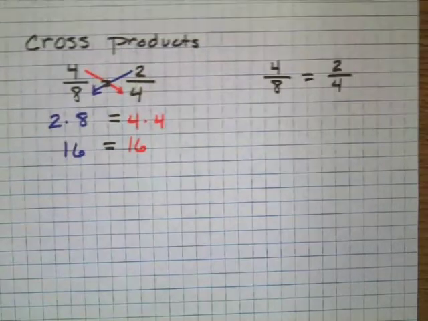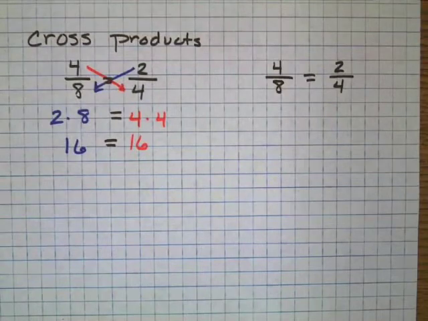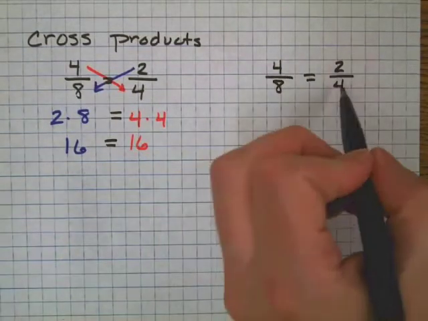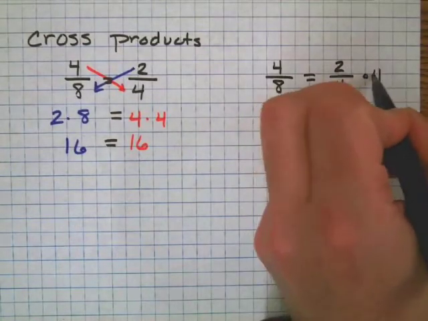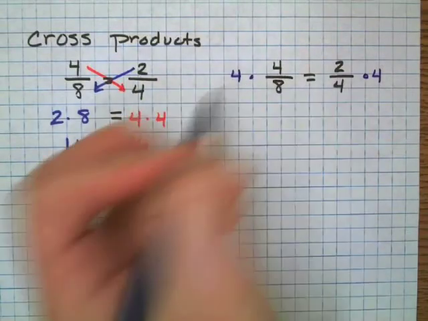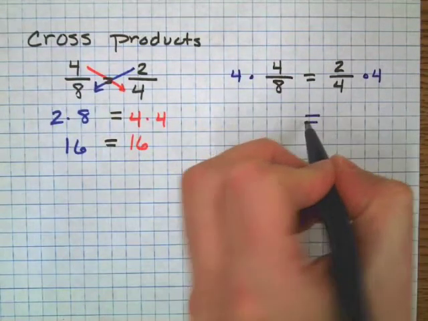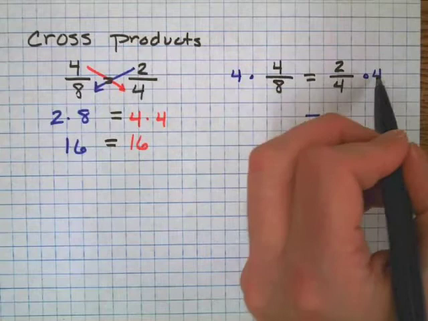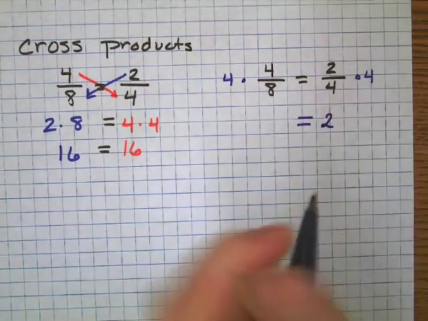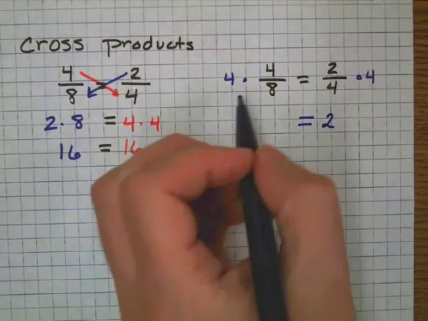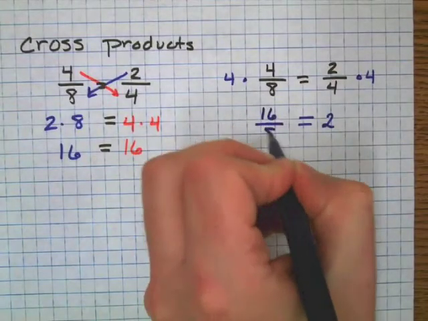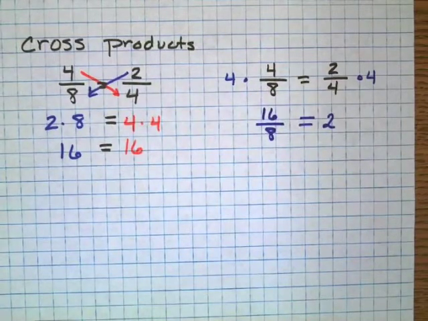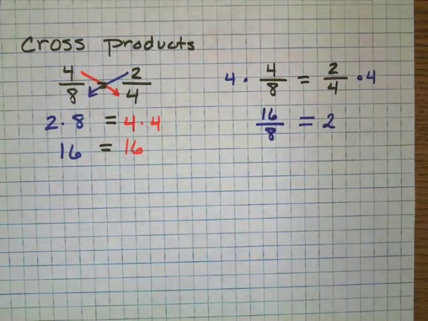Well, now, one of the ways that I could attack this problem is I could say, well, I'm dividing over here. I have 2 divided by 4. What if I multiplied both sides by 4? Well, if I do that, 2 divided by 4 times 4, I'm just going to be left with a 2 there. And 4 times 4/8, that's going to be 16 divided by 8. So 16/8 is equal to 2 right now.